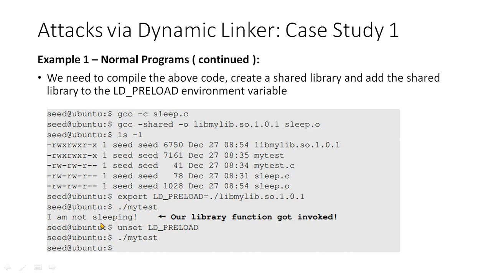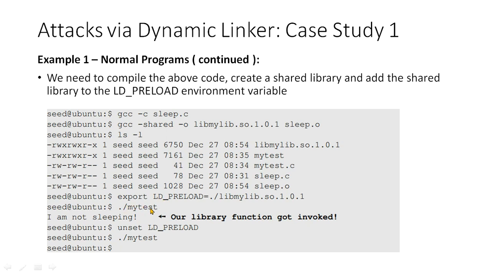Okay, so when we unset this variable, that means we remove the shell variable, and we run my test again. And my test will sleep for 1 second because the dynamic linker now doesn't see any preloaded library specified anymore. So it looks for the libc standard library and finds the sleep function there, and that's why when we run my test again, it sleeps for 1 second. So you see that whenever we change this preload variable, we can cheat the dynamic linker.